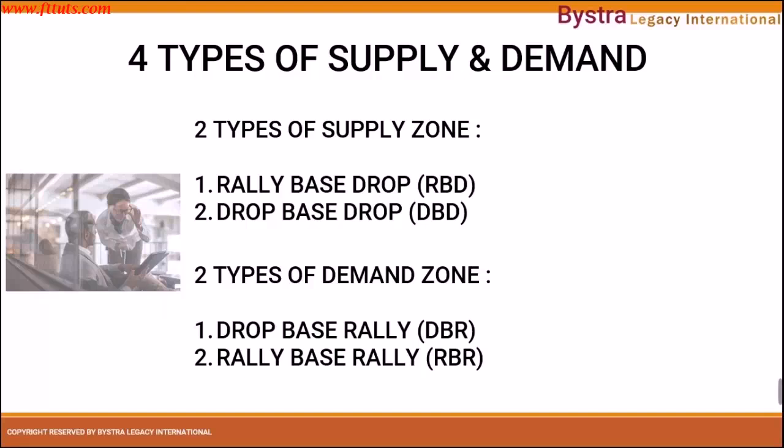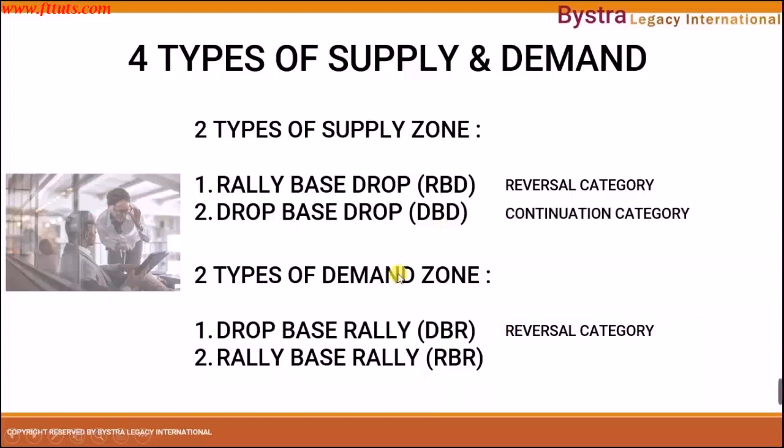Okay, next, 2 of these are reversal and 2 are continuation. Do you want to take a guess? Let's try this. The Rally Base Drop, RBD, will fall under the reversal category. Same goes with Drop Base Rally, which falls under the category of reversal, whereas the Drop Base Drop and the Rally Base Rally are the continuation category. Simple, isn't it? Remember this, guys, don't get confused with the reversal or the continuation of SnD base.